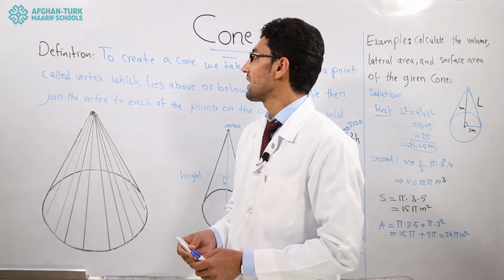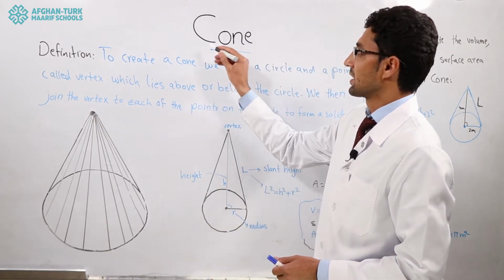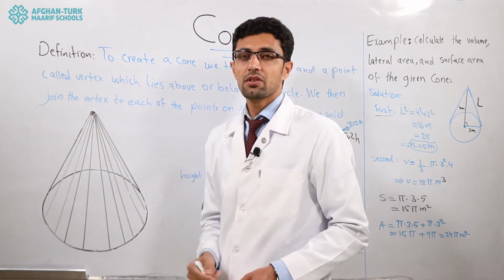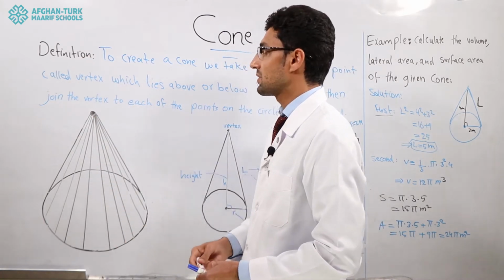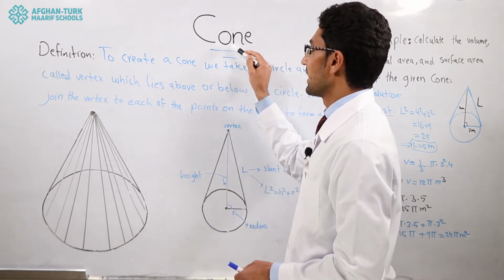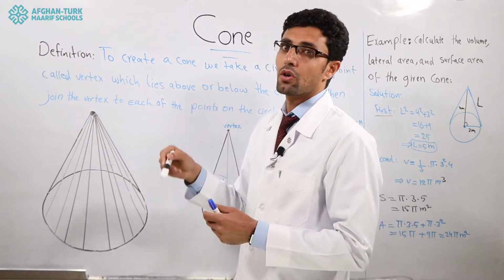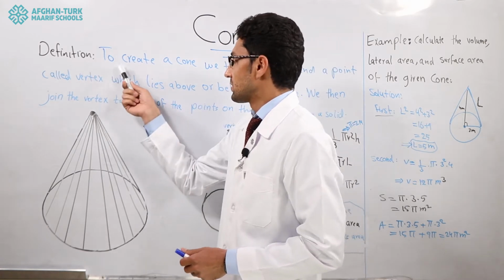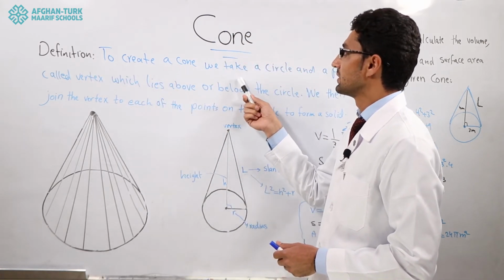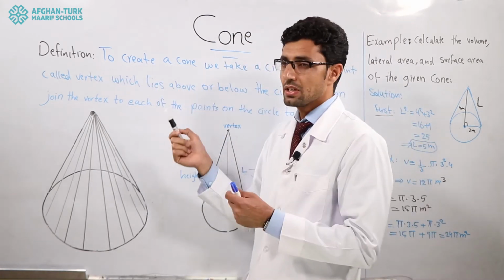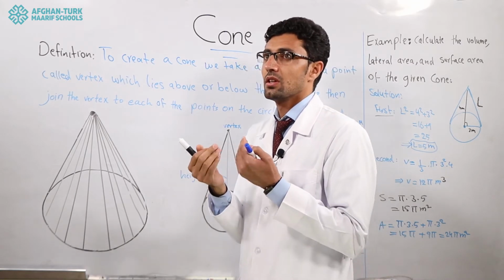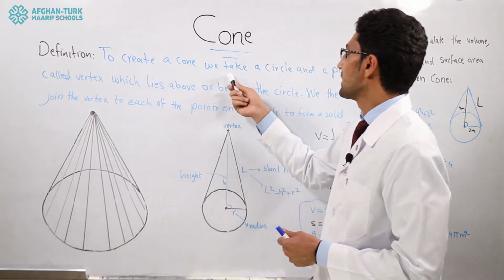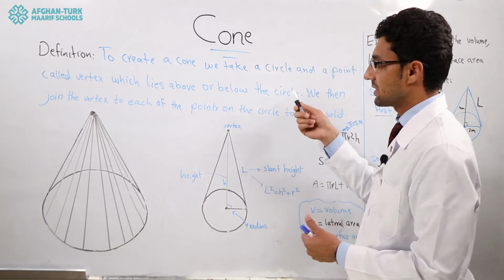Okay, what is that? Cone. Yeah. Definition. At first, we are going to define this shape or this title. Definition: to create a cone. It means that if we want to draw or if we want to have a cone, we take a circle.